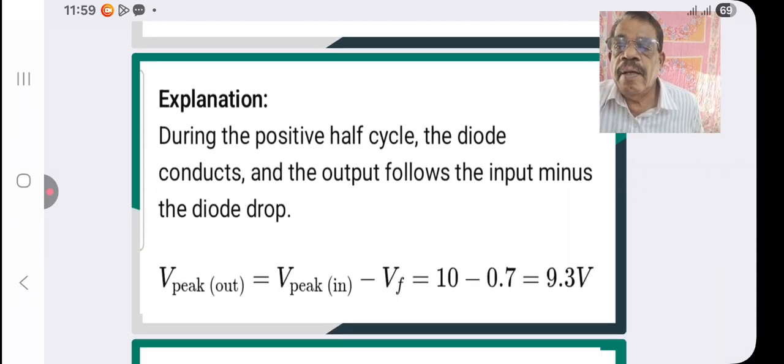During the positive half cycle the diode conducts and the output follows the input minus the diode drop. The diode drop is 0.7. So the peak output is equal to the peak input minus the forward voltage of the diode, that is 0.7. Therefore 10 minus 0.7, 9.3 volt is the answer.